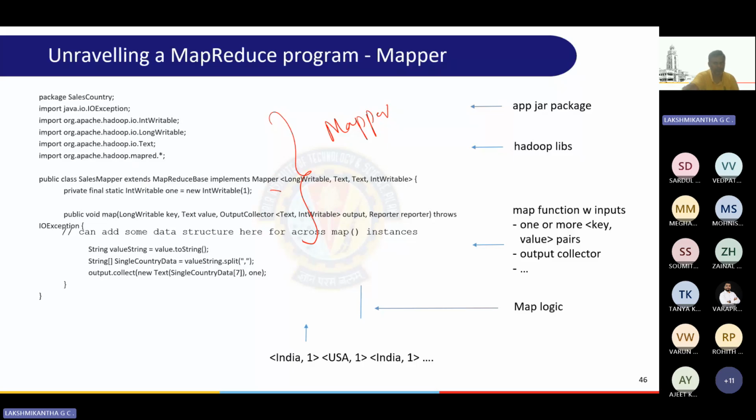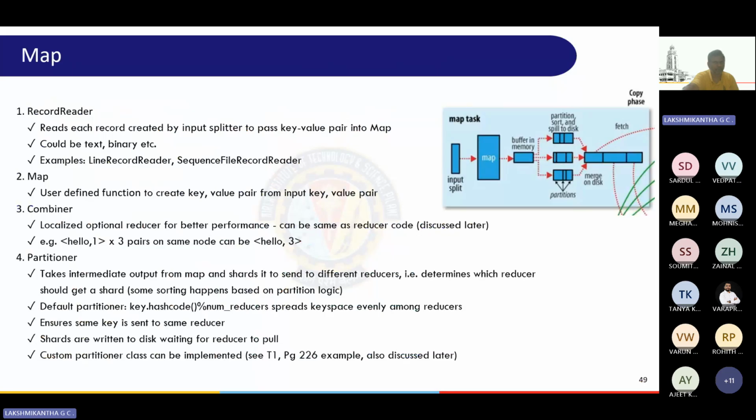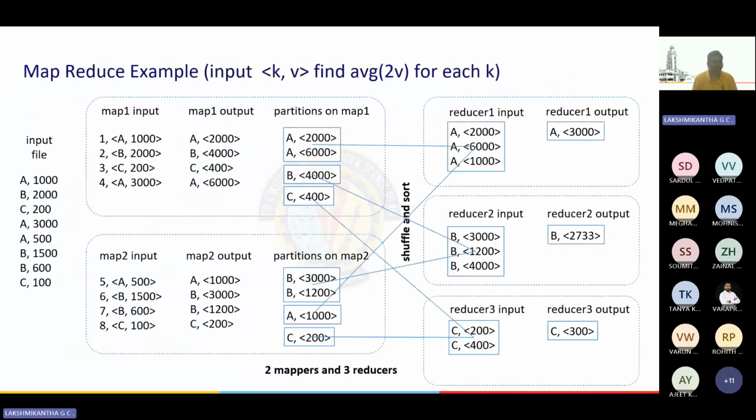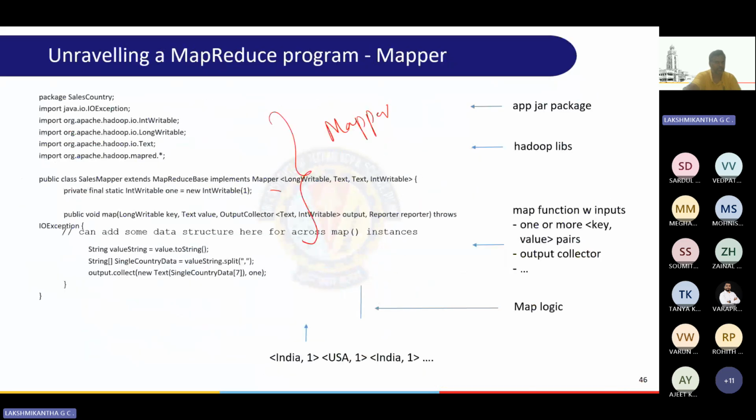I will show you with an example, then you will understand. This example will give you the correct picture about the mapper and reducer. Here I'm explaining with the Java code. That's it. Are you understanding?